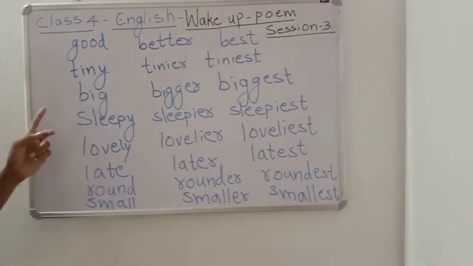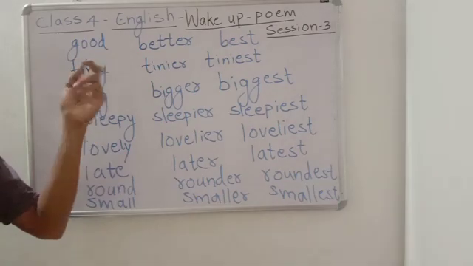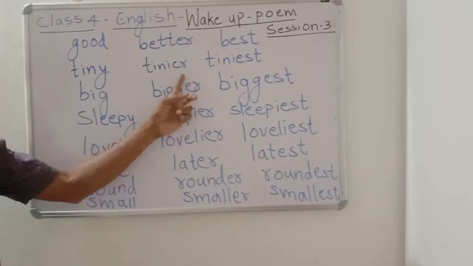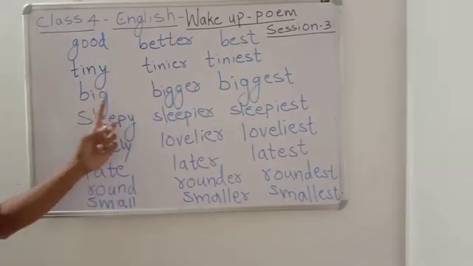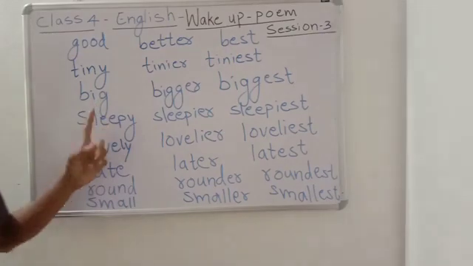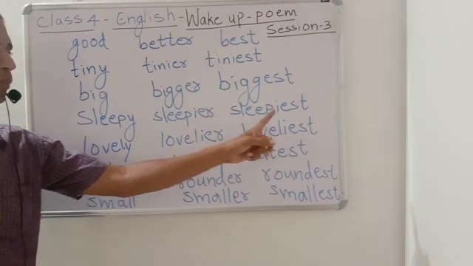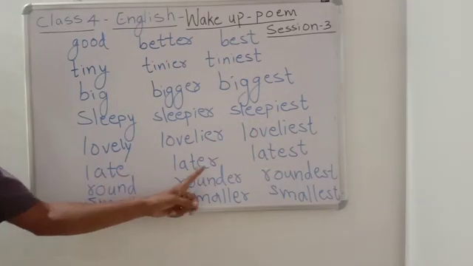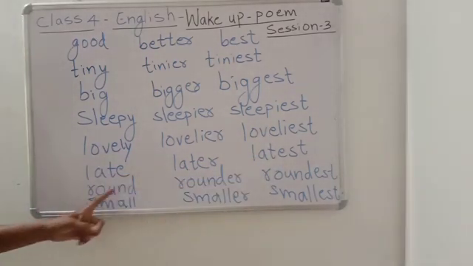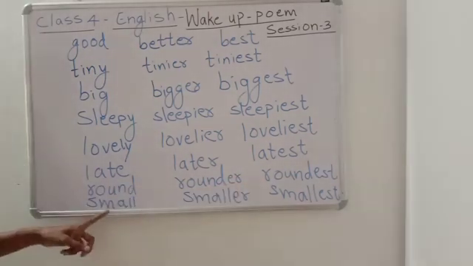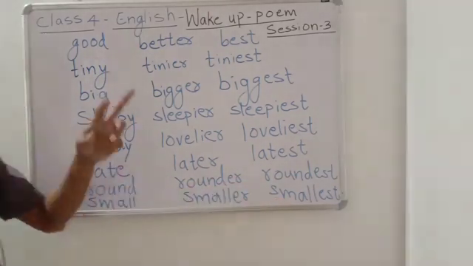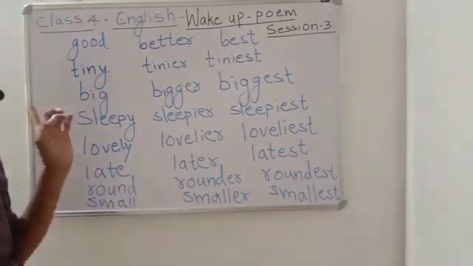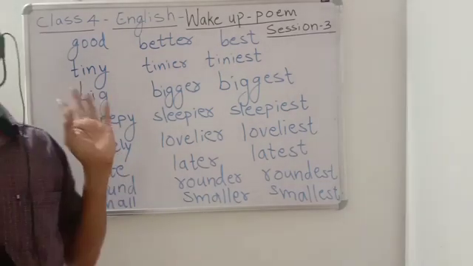So I will repeat the degrees of comparison of some words. Please repeat along with me. Tiny, tinier, tiniest. Big, bigger, biggest. Sleepy, sleepier, sleepiest. Lovely, lovelier, loveliest. Late, later, latest. Round, rounder, roundest. Small, smaller, smallest. Good, better, best. And remember that these are all describing words.